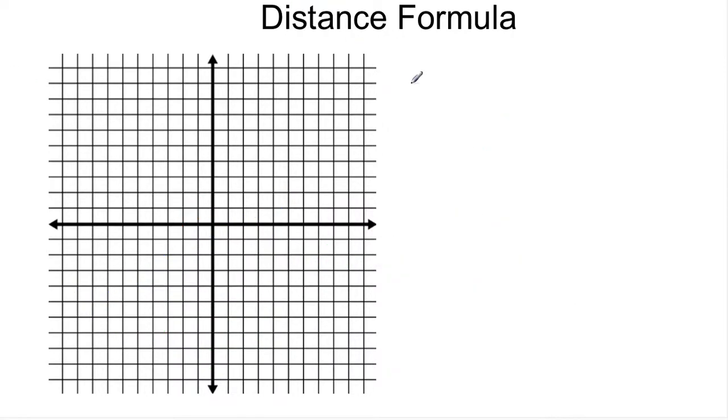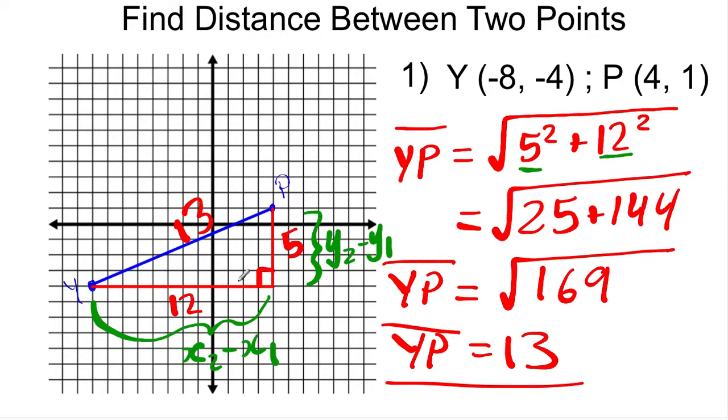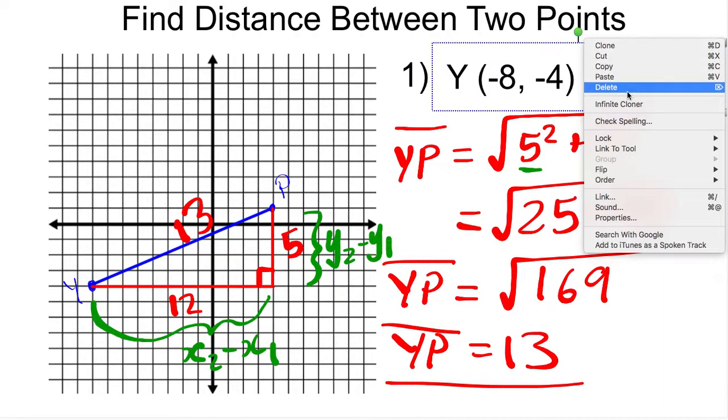So for the distance formula, it's going to be the square root of the change in the y values, so (y2 minus y1) squared, plus the change in the x values, (x2 minus x1) squared. Again, we can see that this difference in the y and the difference in the x give us the legs of this right triangle. So actually, let's do that and let's see if we get the same answer.